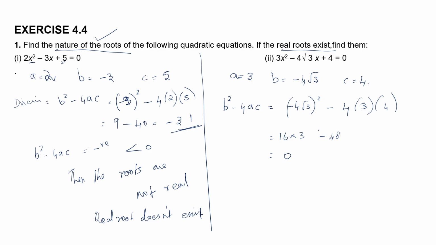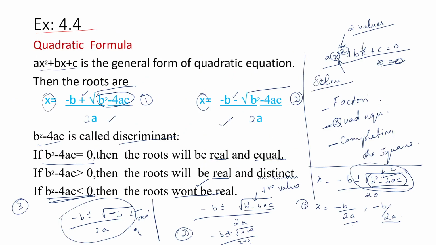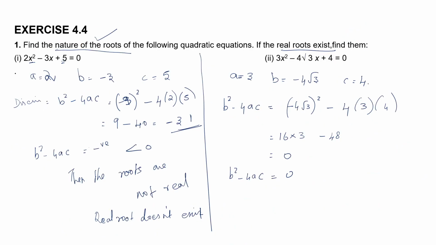So it's becoming 0. 48 minus 48 is 0. So if b square minus 4ac is 0, what will happen? The second term vanishes. That means the first one will be left out. So this criterion, b square minus 4ac is 0, means the roots are real and equal.